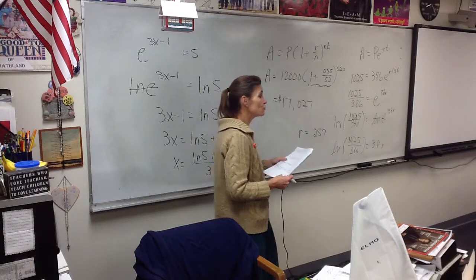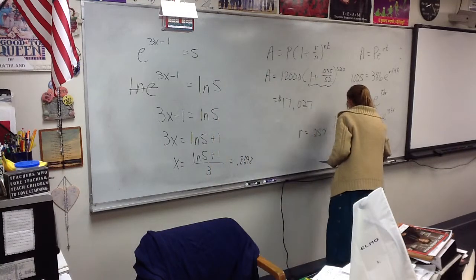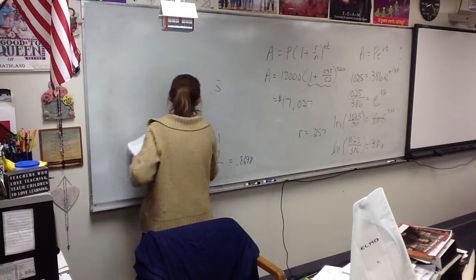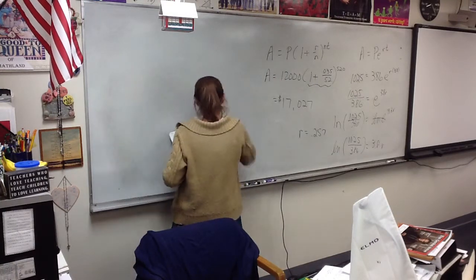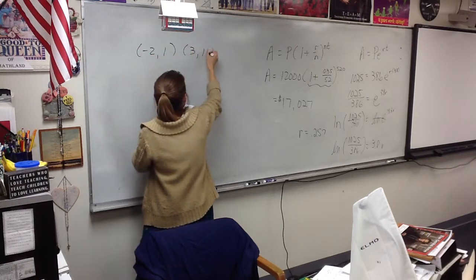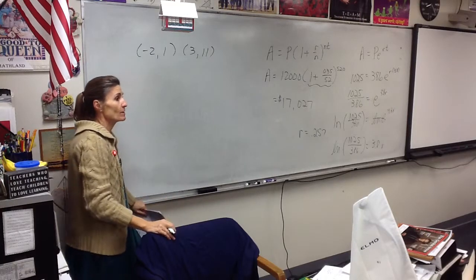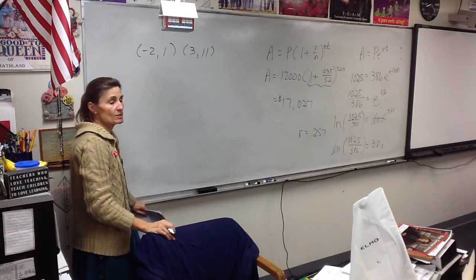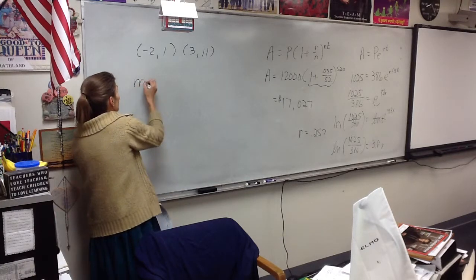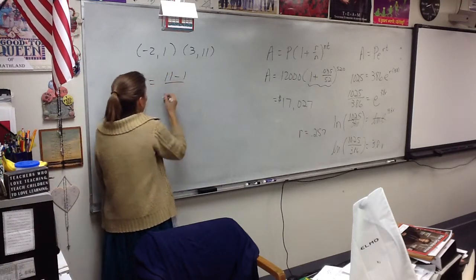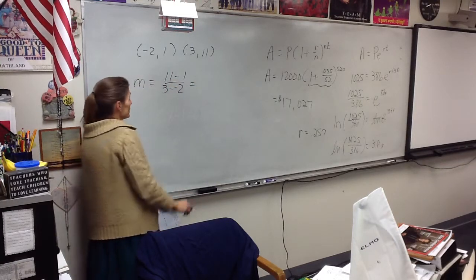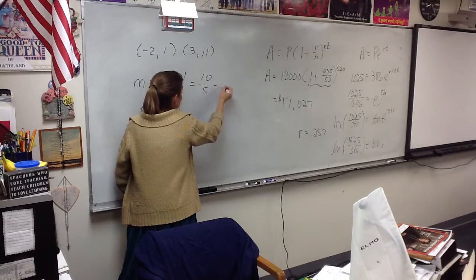Number 25, if you can't do this, I am personally going to, I don't know, inflict some kind of bodily harm on you. This is write the equation of a line. What does it take to write the equation of a line? A slope and a point, that's right, that's all I need. So first I have to find my slope. Slope equals 11 minus 1 over 3 minus negative 2. That's 10 over 5, which is 2.